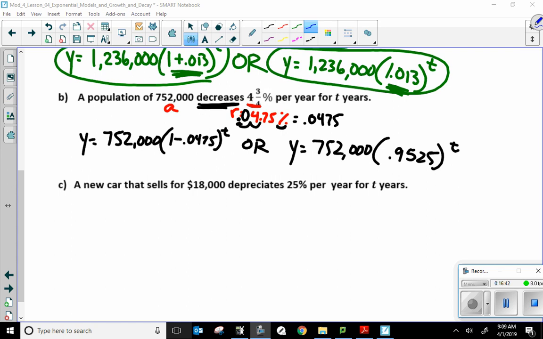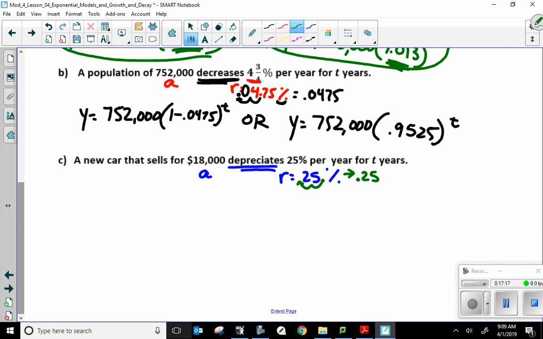And last but not least, a new car that sells for $18,000 depreciates 25% a year for 2 years. Your car was worth initially $18,000. Depreciate means it is decaying. It's going down. If my rate is 25%, the decimal is at the end, so I move it twice. That's 0.25, without the percent sign.